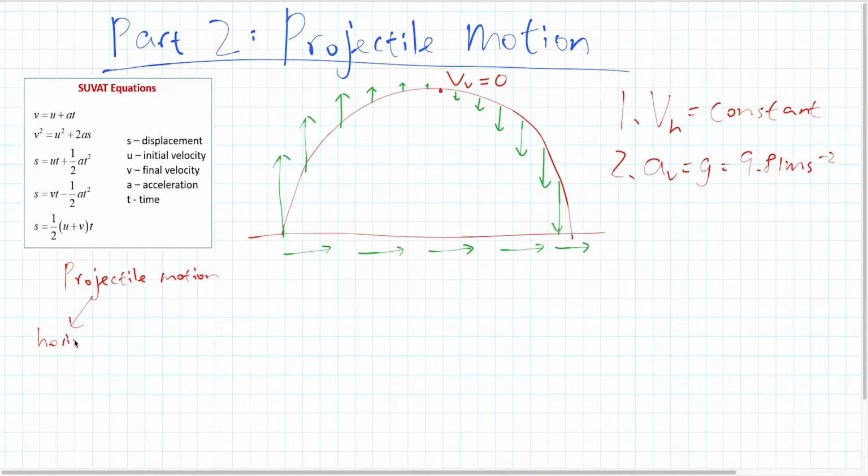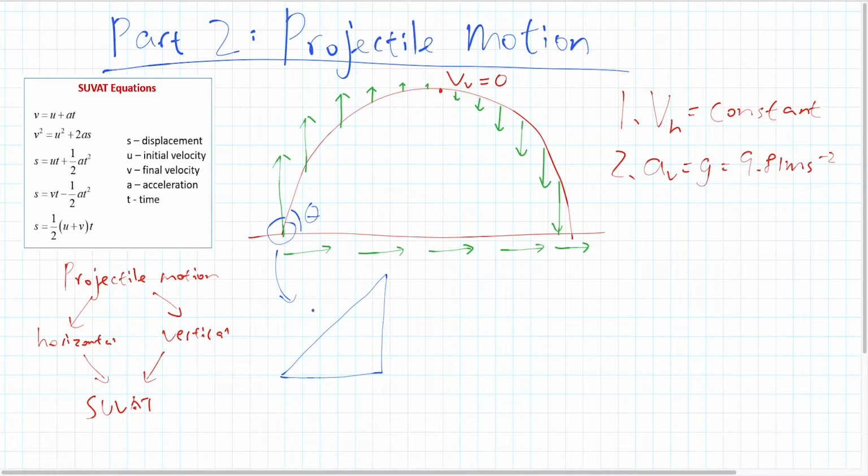Based on this information, we can separate the projectile motion into horizontal and vertical components, which can then be solved separately using the Suvat equations. However, note that the object undergoes a projectile motion at an angle theta with an initial velocity u. For using Suvat to calculate the projectile motion, we must split the initial velocity u into a horizontal velocity and a vertical velocity. But how?